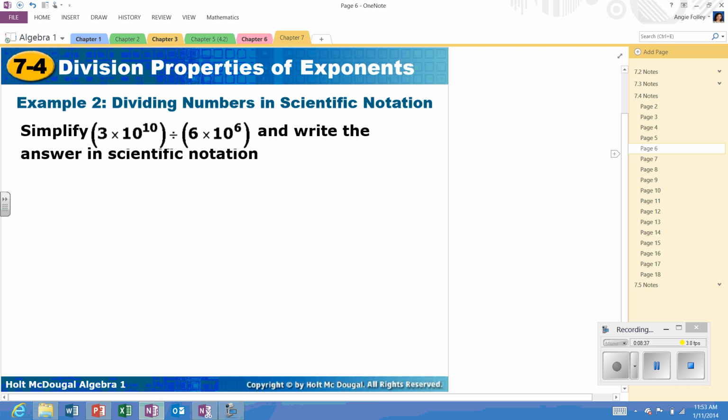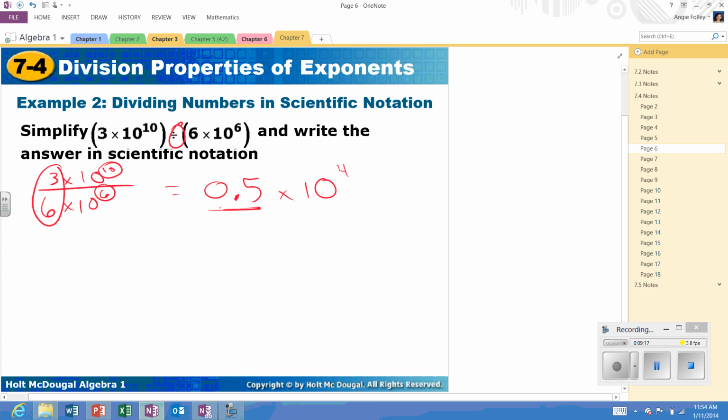Okay, so now we're going to talk about dividing numbers with scientific notation. So if we have 3 times 10 to the 10th divided by 6 times 10 to the 6th, okay? So that's the division bar. I'm writing it as a fraction. You're going to actually divide this out, okay? 3 divided by 6 is a half, or 0.5. In this case, with scientific notation, we do need to use decimals, so don't leave it as a fraction. And then the difference of these 10s, 10 minus 6 is 4. Okay, we're not done though.